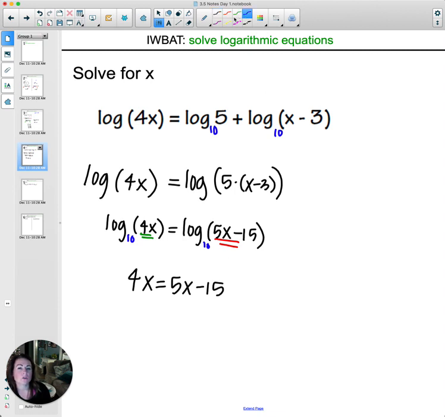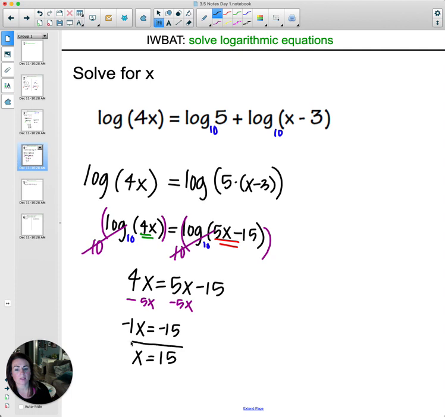You can also think of it, if you forget that, as exponentiating again. So putting a 10 below here and pushing these up into the exponent, because then the base 10 and the log base 10 will cancel on both sides, and you'll just end up with 4x equals 5x minus 15. Then subtract 5x from both sides. So you'll be at negative 1x equals negative 15. Divide by negative 1, and you'll end up with x equals 15.